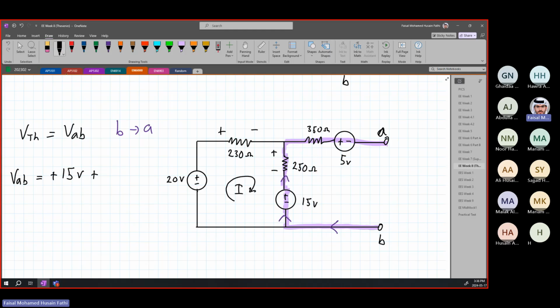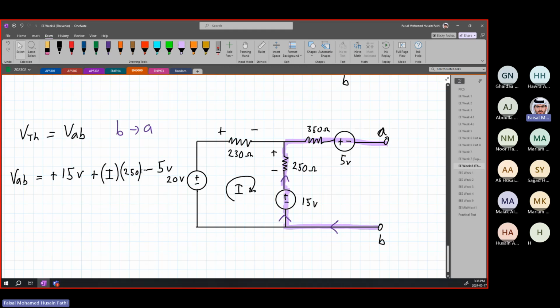So it's going to be plus I times, what's the resistance? 250 ohms. If we keep moving forward, again, there's no current flowing through this. Theoretically, there's no current assumed going through this resistor, so it has no effect. But we do have a voltage source here, and it is plus minus like this. Since we're going from plus to minus, it is going to be a voltage drop. So it's going to be minus 5 volts. And this is our VAB.